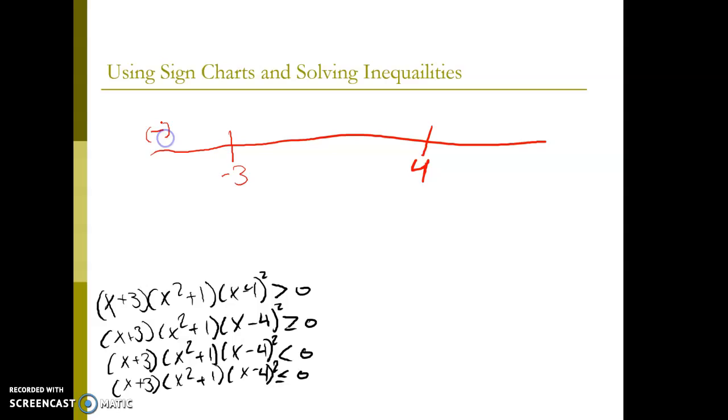The first point is negative. So basically this is just a stand-in for the x plus 3, excuse me. Then the second term in here is always going to be positive. Again, this is a stand-in for your x squared plus 1, because it's always going to be positive no matter where you're at, no matter what number you plug in there. And then for this last one here, again, a stand-in for our x minus 4 squared.